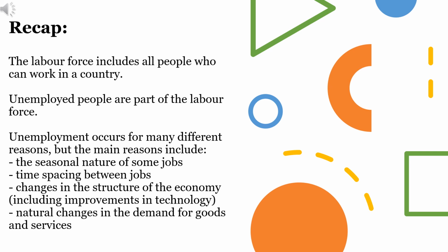And we also saw that unemployment can occur for many different reasons. But the main reasons that we saw in this video were the seasonal nature of some jobs, because some jobs are required at some times and not required at others. The timing or the spacing between jobs, because people are between jobs all the time. Changes in the structure of the economy, and that includes improvements in technology, and natural changes in the demand for goods and services.